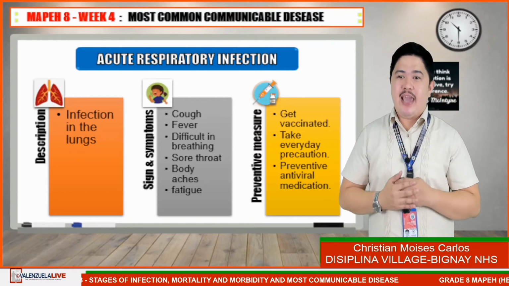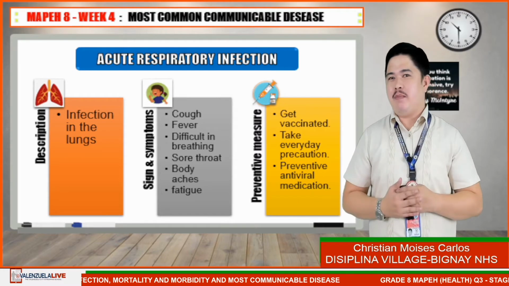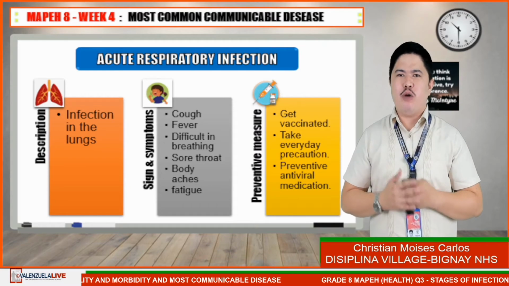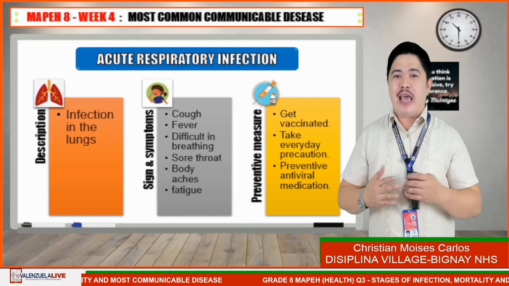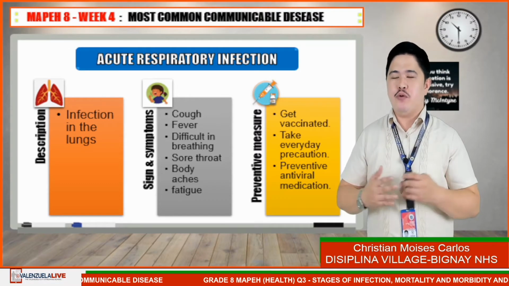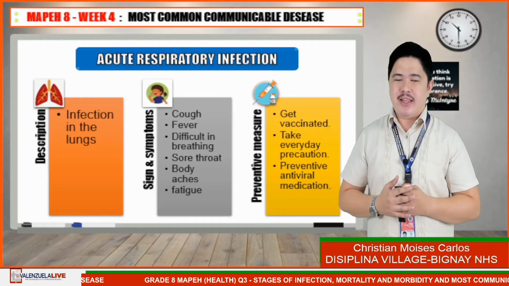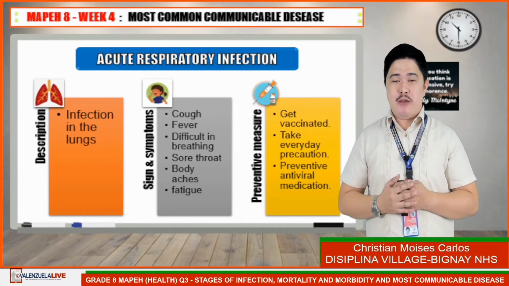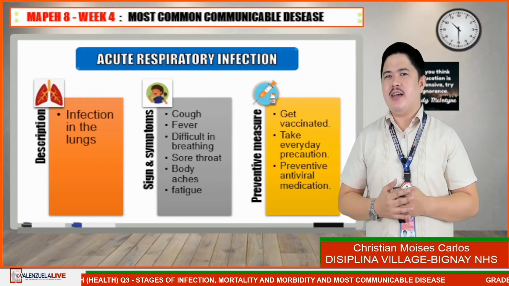These are the preventive measures. Number 1, getting vaccinated is the best way to protect you from the flu. Number 2, take everyday precautions. Observe personal and good hygiene habits and follow the everyday steps to protect oneself from flu. Number 3, preventive antiviral medication. Even if you are healthy but exposed to a person with the flu, then you can be protected by antiviral medication.